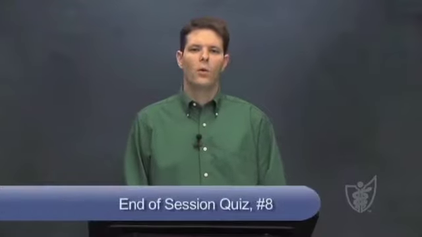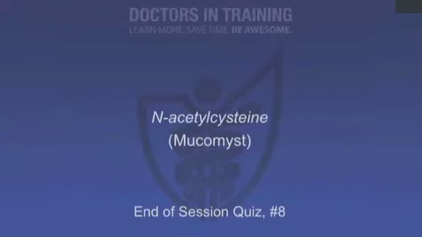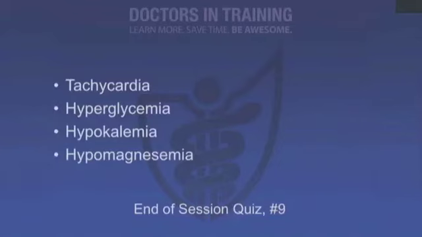Next question. What inhaled mucolytic is often used in cystic fibrosis patients? Well, the mucolytic that they often use is called N-acetylcysteine, or the brand name you may hear is Mucomyst. Next question. What are the side effects of the beta-2 agonists? Well, beta-2 agonists can cause a lot of side effects that you need to be aware of, including tachycardia, hyperglycemia, hypokalemia, and hypomagnesemia. And remember that these side effects are minimized when you use an inhaled beta-2 agonist.